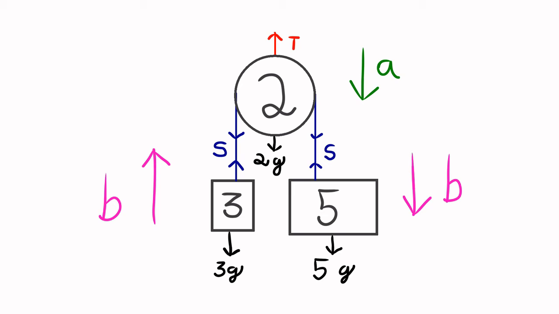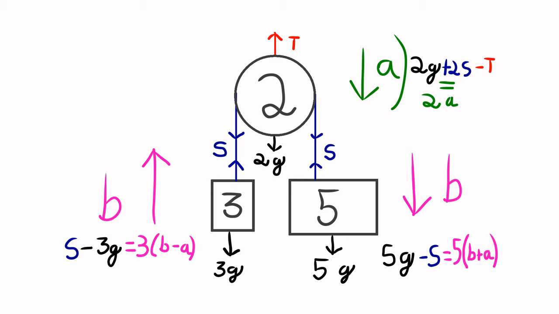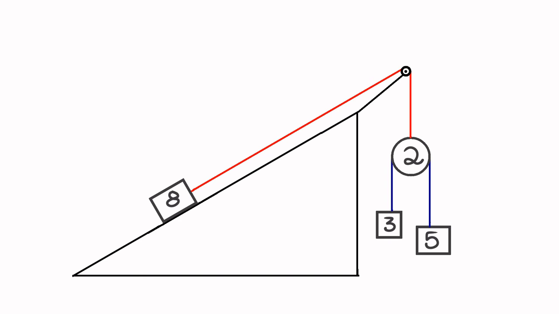So if you do the same like we did for the 8 kilogram, we're going to try and find an equation for that acceleration. So we've got 2g plus 2S for the 2 kilograms. Those are both pulling it downwards, the tension from the other string and its own weight, minus T, that's the tension from the other string attached to the 8 kilogram that's pulling it back up, is equal to its mass times the acceleration, 2a. So then for the 3 kilograms, we've got S minus 3g is equal to 3 times (b minus a). So that's going to be the tension in the string that's pulling it up, in the same direction as its acceleration, but its weight pulling it down the opposite, and likewise for the 5 kilogram.